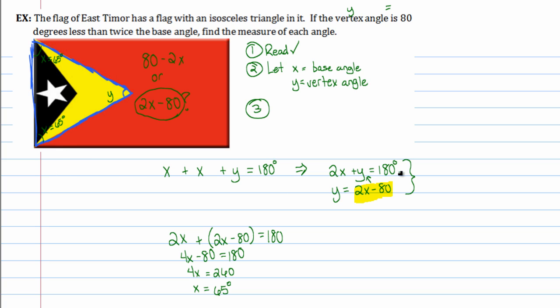And what does that mean about y? Well, y, just from this equation right here, y is just twice that, minus 80. In other words, it's 130 minus 80, or 50 degrees. There we go. We found the measure of each of these angles in this flag. By the way, I can't claim that those are the actual angles. I made this up. But that is the flag of East Timor, but I don't know the angles offhand.